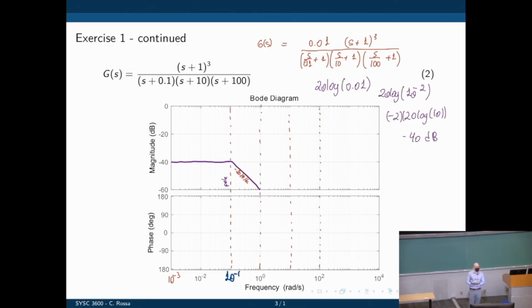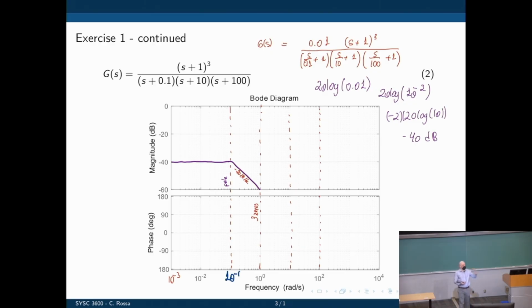Okay, so that's negative 60. What happens now? At 1 radian per second, we are passing by a 0. Well, by 3 zeros, because it's to the power of 3. So at this cutoff frequency here, we have 3 times a 0. What happens to the slope of the Bode plot? Is 40 dB going up? Is it true? Yeah. Why?